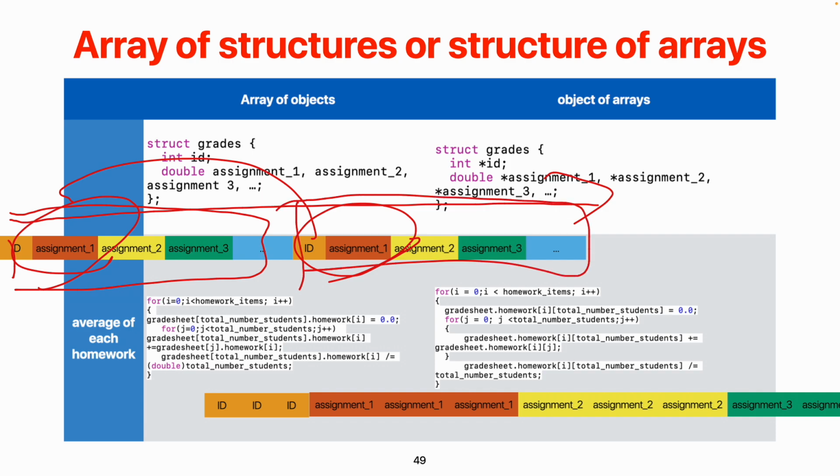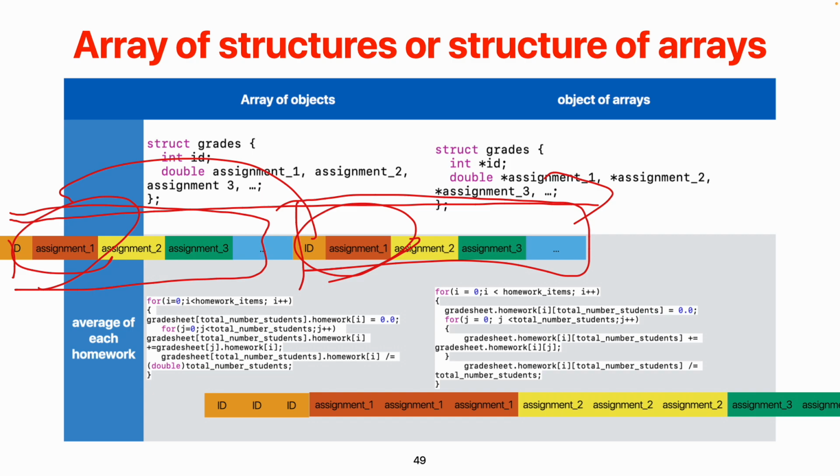you are always going to have compulsory misses. Or you need to cache many cache blocks, and it's too many. So if you have many records, when you want to calculate assignment 2, it's going to be capacity misses, right? So this is not good.